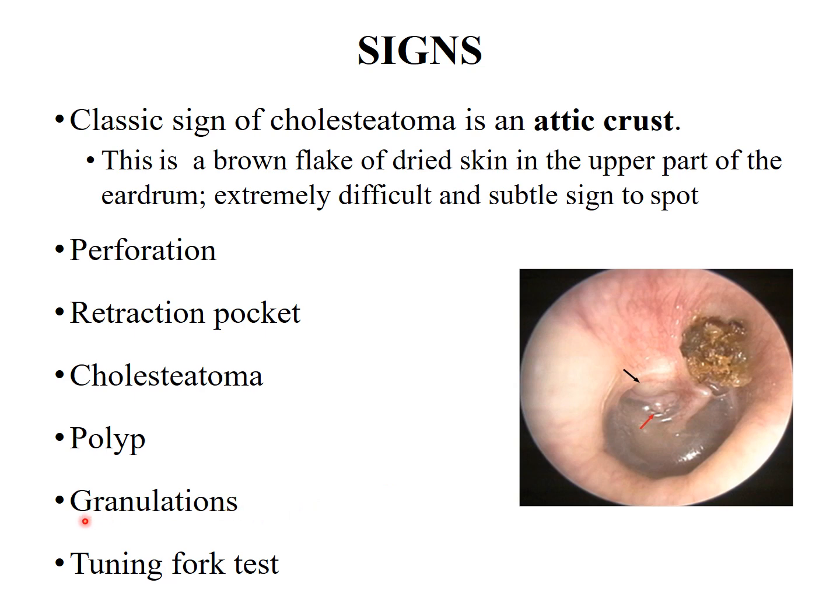And the tuning fork test needs to be done in examination, and it will show conductive hearing loss more commonly. The Rinne will be negative and the Weber will be lateralized to the diseased ear.